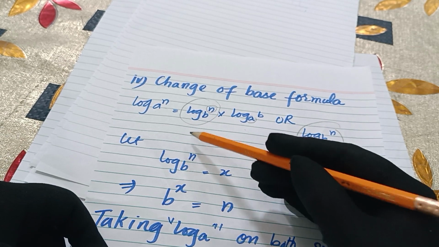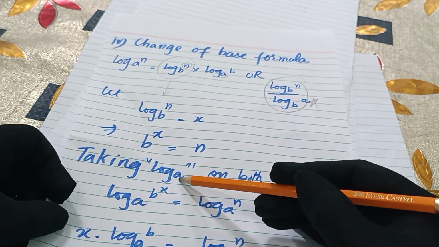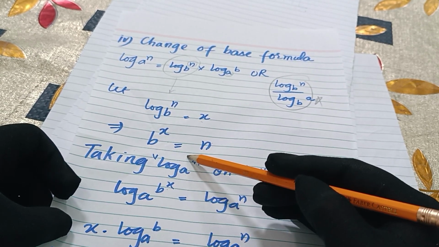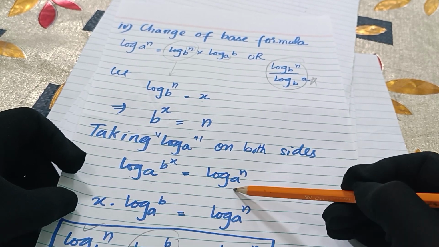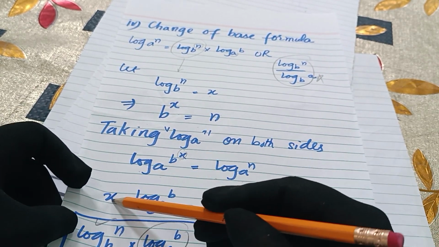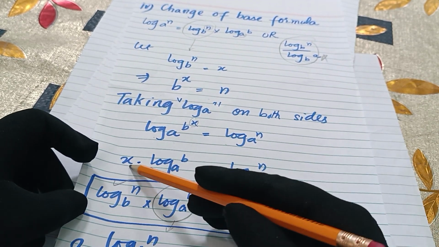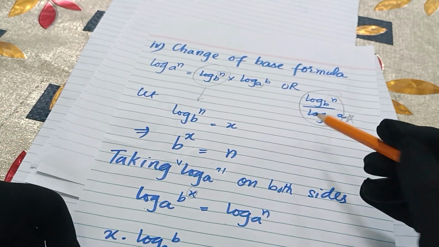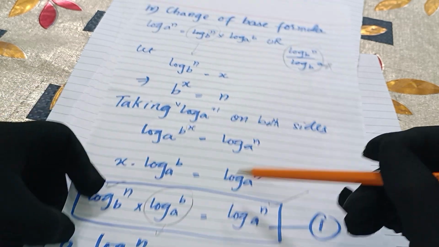I take this value as x, write it in exponential form, and take log a on both sides. When I take log a on both sides, its exponent will come to the start, or multiply at the start. When it is done like this, I replace the value of x, and the first part of the theorem is solved. For the solution of the second part, I need to write this.